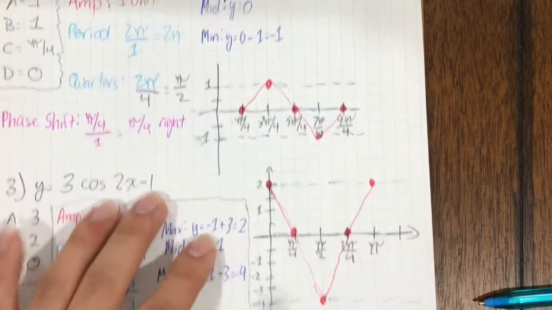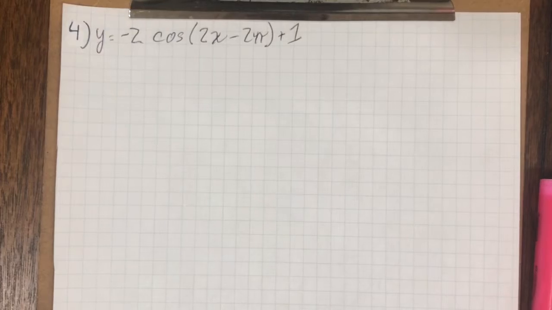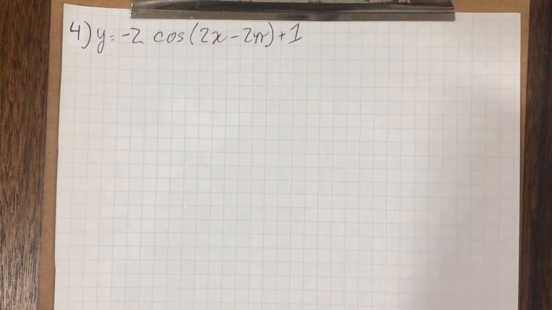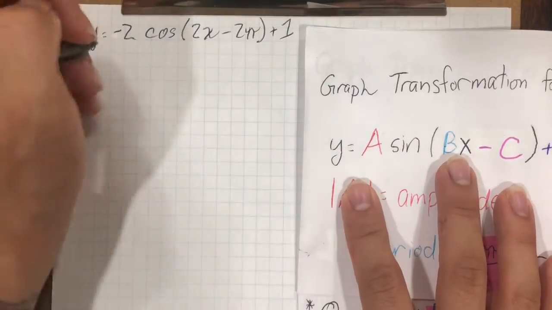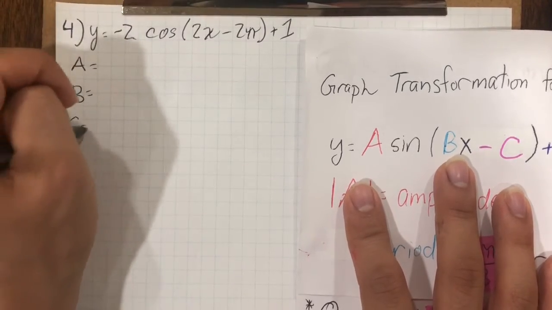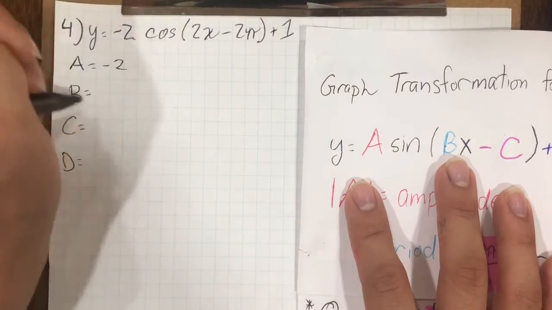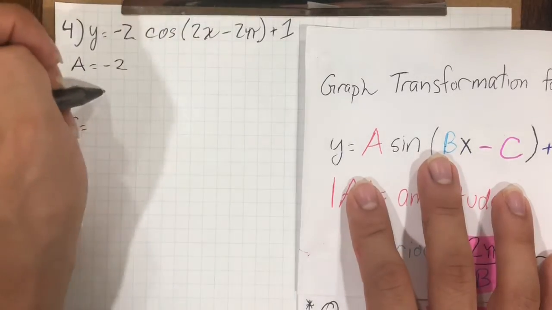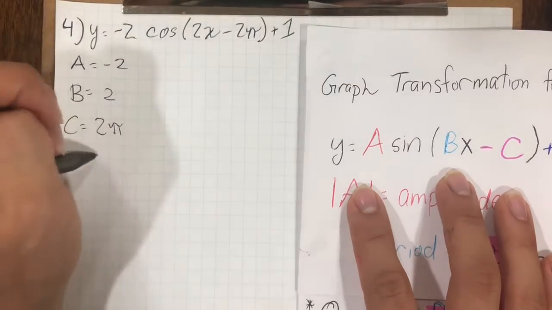So far so good. We're really doing a good job not needing an x and y table to graph. All right, so let's go ahead and finish this video off with this 4th problem. So I'm going to label all my numbers for A, B, C, and D. So for A, I have -2. B, I have +2. C, I have 2 pi. And D, I have +1.